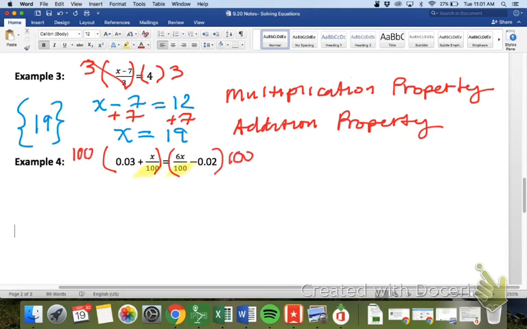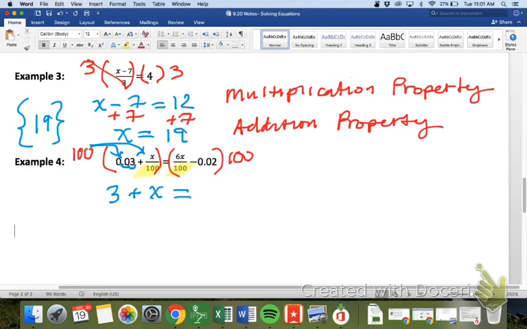Okay, so remember this is distributive property, so I have to multiply 100 times 0.03. And if you know the trick, it's moving the decimal point. You'd move the decimal point over 2 spots because there's 2 zeros in 100. Or if you just do 100 times 0.03 in the calculator, you'll see that you get 3. So when I distribute this in, I get 3 here. And then 100 times x over 100, well, the 100 on top cancels with the 100 on the bottom, so I'm left with just an x.